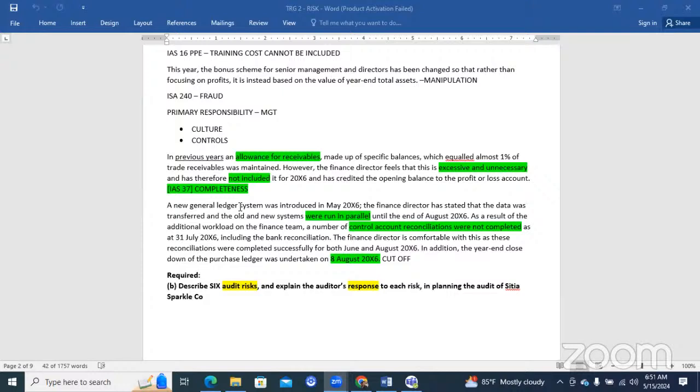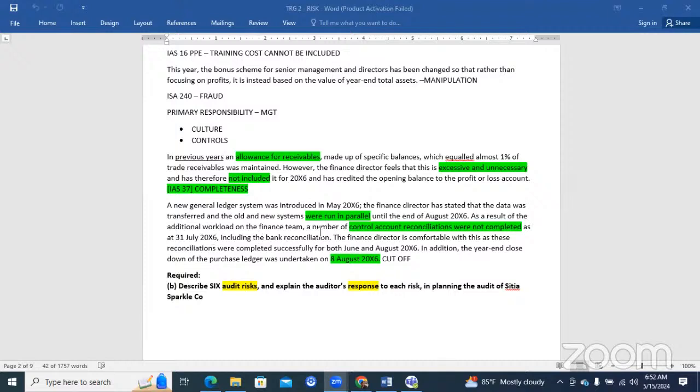Next one, see here. A new general ledger system was introduced in May 2006, where the year end is July, closer to the year end. The finance director has stated that the data was transferred and the old and new systems were run parallel until the end of August, as a result of additional workload.